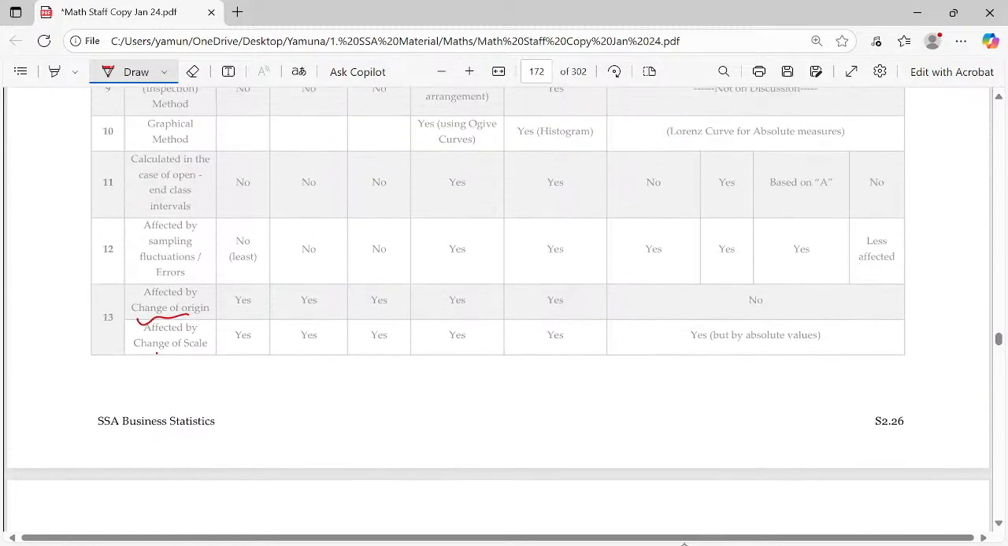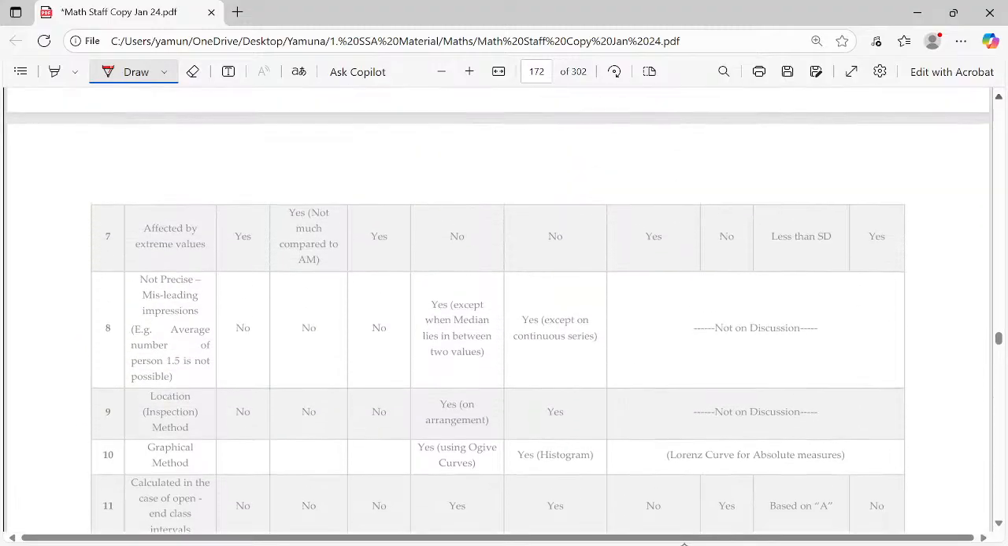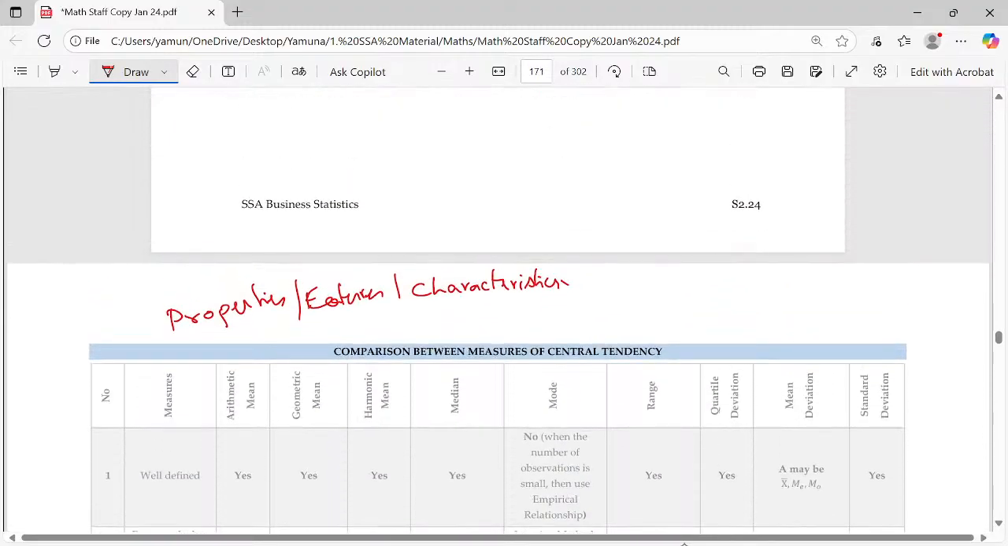Change of origin and scale constant. Whether the measures are affected by change of origin or scale. We have discussed this in very much detail, so I'm not dragging the time for this. Let me go to the other properties or characteristics.